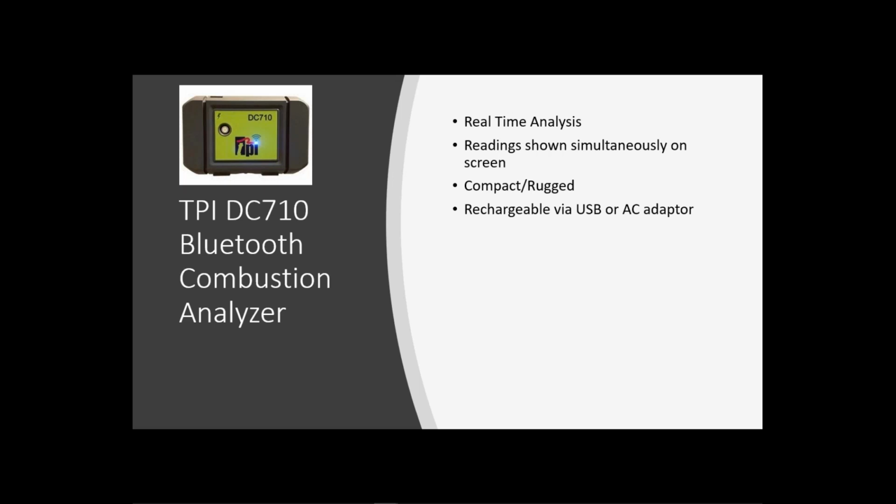The device, meaning the DC710, is rechargeable via USB and/or an AC adapter. So if you have a USB connector and/or charging setup in your truck, in your car, the device can be charged directly there because it does charge via USB. There's also an included AC adapter that you can plug into the wall. The device is multi-fuel, as you saw earlier, liquid fuels, wood fuels, all different types of fuels.